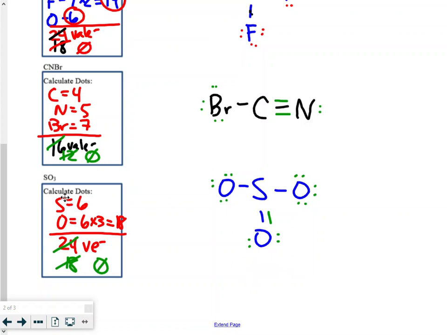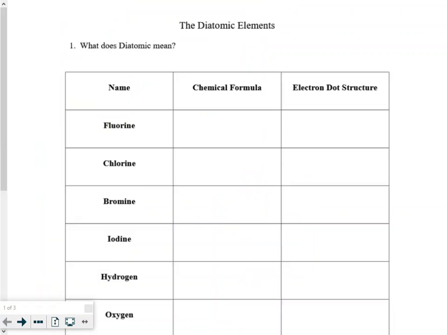Okay? So, now I want to look at the diatomic elements. So let's look at the diatomic side. Get that one out, please. Okay, so diatomic, remember what that prefix di means? It means 2. And since atomic comes after it, what do you think that means? 2 atoms. Remember, our diatomic elements are twins.